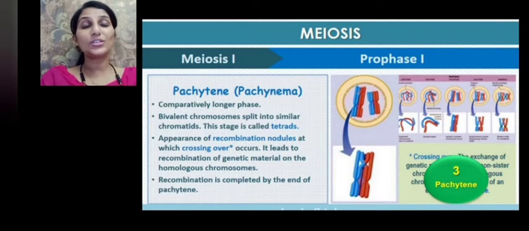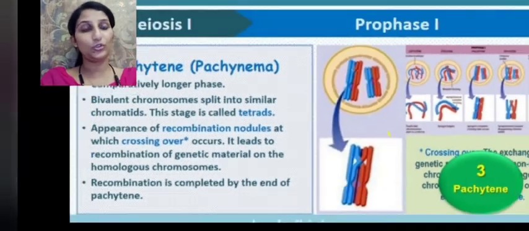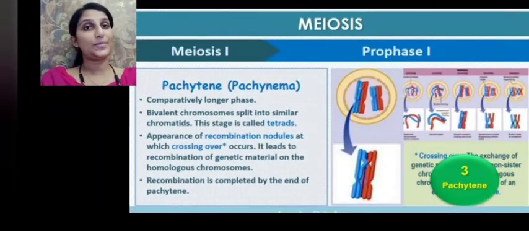I will tell you what crossing over is. In order for crossing over to take place, recombination nodules appear, and it leads to recombination of genetic material on the homologous chromosomes. So this pair is called a homologous chromosome, and as I told you, each chromosome has its own sister chromatids.